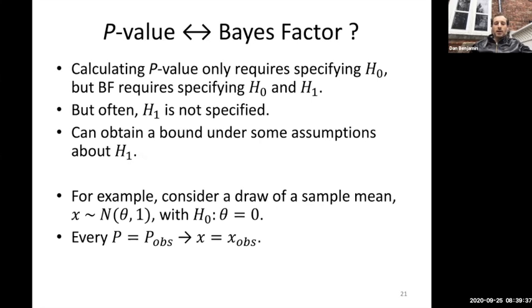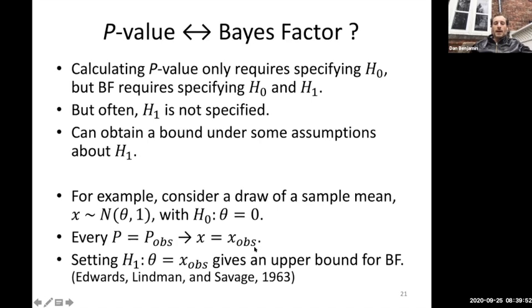And if we're considering a one-sided test, for any p-value, we can translate that to a particular draw of our sample mean, or a standardized sample mean. And we could then say we observe some value for this draw of our sample mean in our data.